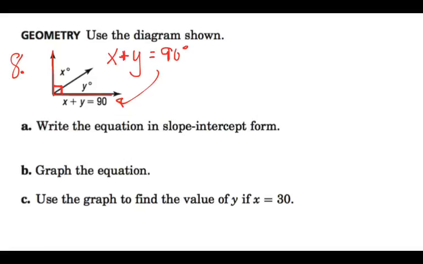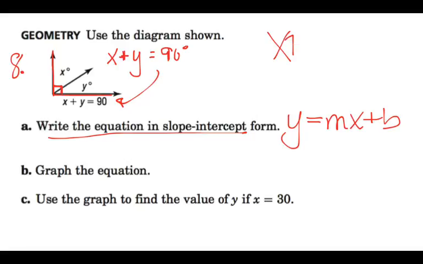Okay. All right. So it says write the equation in slope-intercept form. Now remember, slope-intercept form is y equals mx plus b. Okay. So I need to get x plus y equals 90 into y equals mx plus b form. Basically, all that needs to happen is I need to get this y by itself.